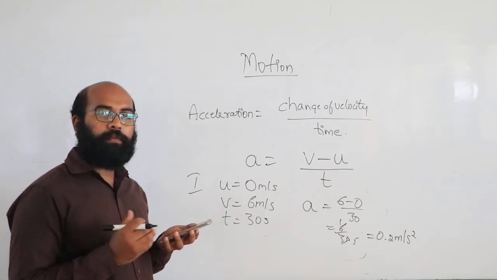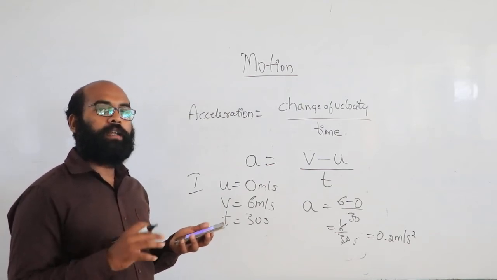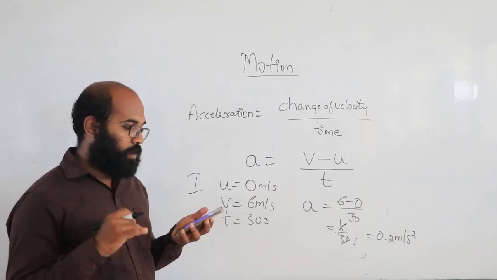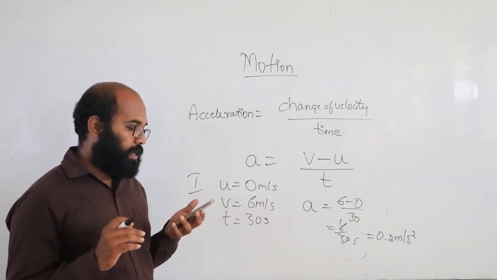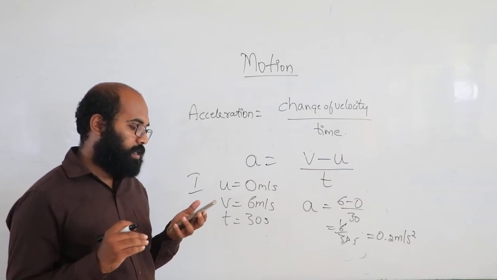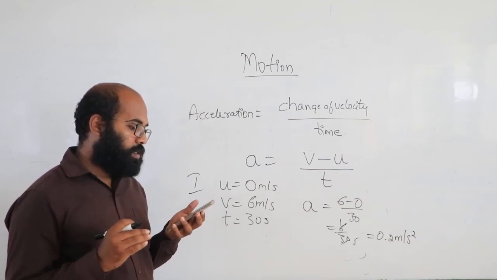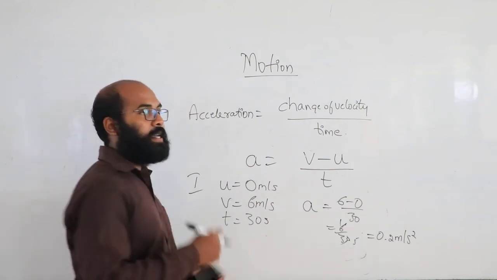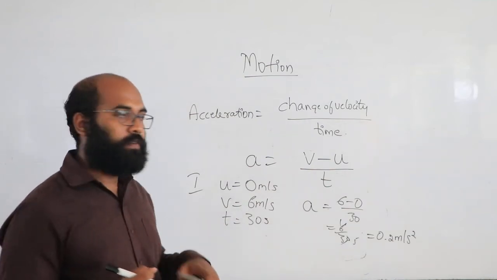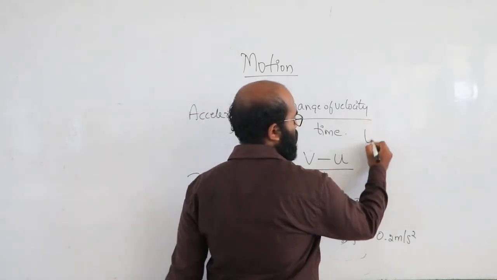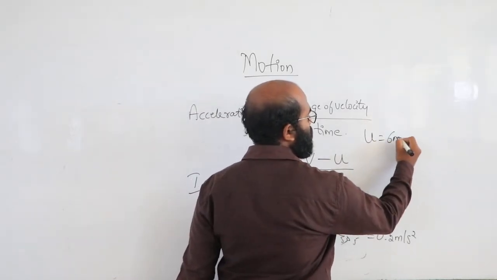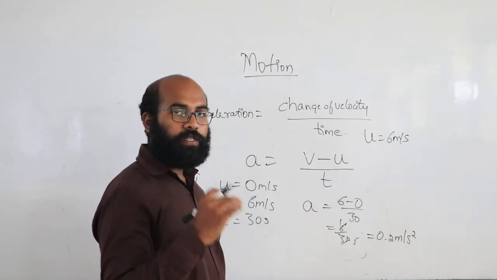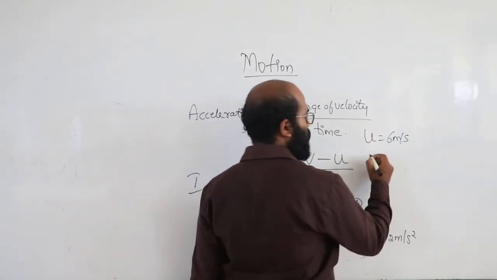So what happens when I apply a brake, or when you are going on a bicycle and suddenly you apply a brake? So the speed decreases, right? So here also, he applies a brake such that the velocity of the bicycle comes down to 4 meter per second in the next 5 seconds. So here he is traveling at a velocity of 6 meter per second. So here initial velocity will be 6 meter per second. When he applies a brake, the velocity decreases and it comes down to 4 meter per second.